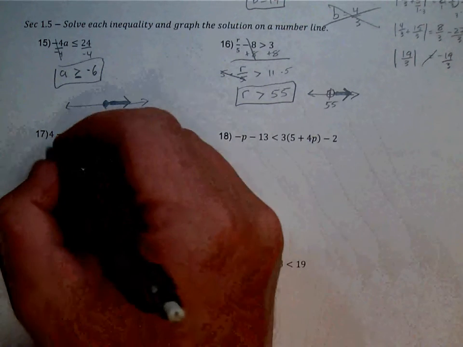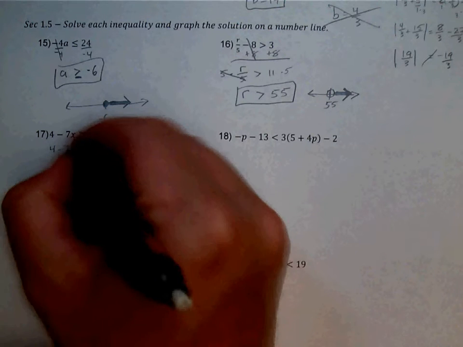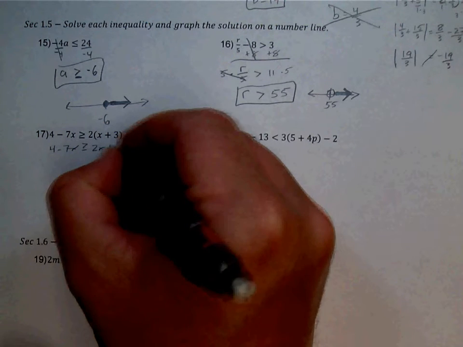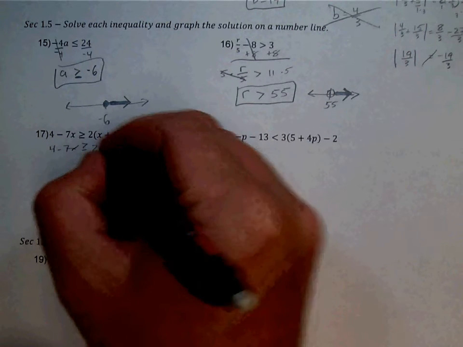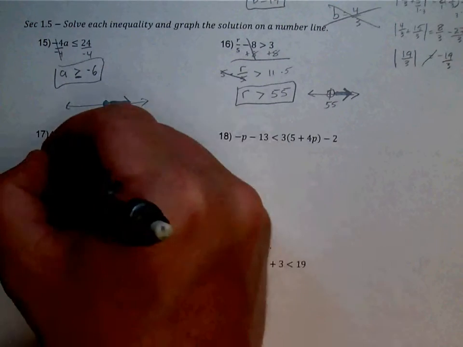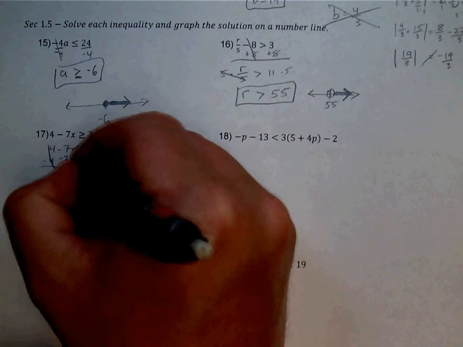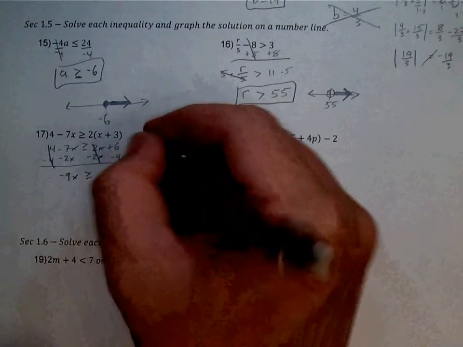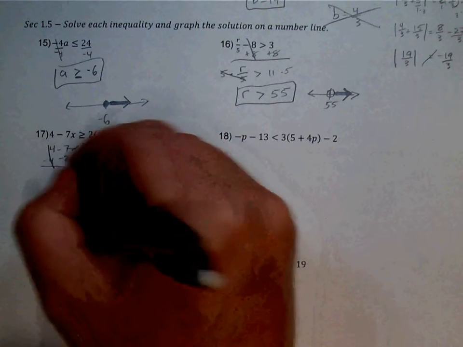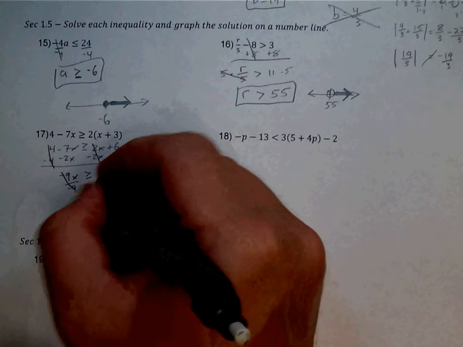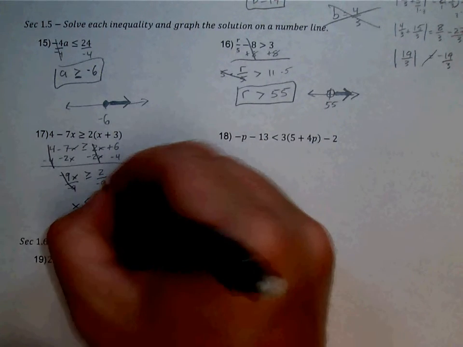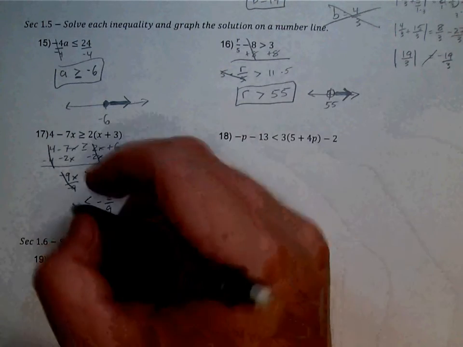Number 17, looks like I need to distribute first. So 2x plus 6. I'm going to go ahead and subtract 2x over, and then I'll subtract the 4 over. Negative 9x is greater than or equal to 2. Divide by negative 9. Because I divided by a negative, my inequality sign flips, so it becomes x is less than or equal to, and then keep that as a fraction, negative 2/9.